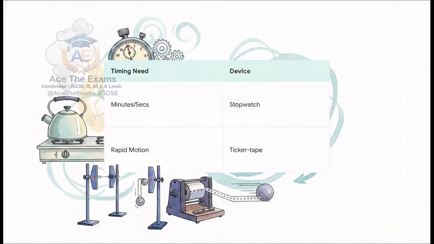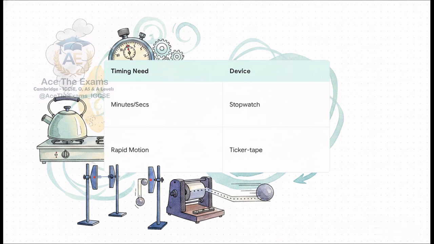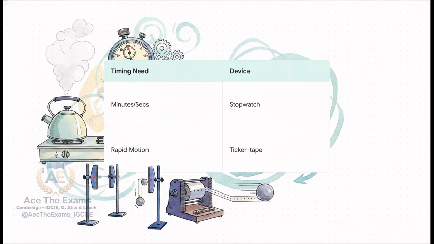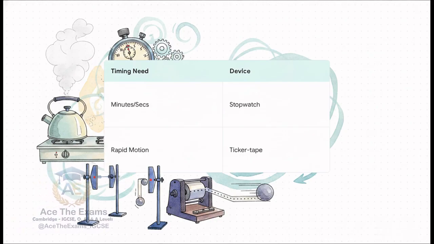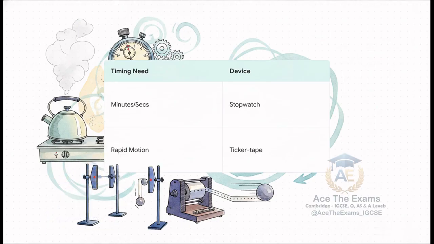Now let's escalate the stakes just a bit. If you choose the wrong timing device from this table, it instantly caps your grade, no matter how perfect your math is. Context is everything here. If the timing need is just minutes or a few seconds, like maybe you're boiling water, a simple stopwatch is totally sufficient. But for very short intervals, you need an automatic timer triggered by a photo gate or an electronic switch. And for rapidly changing continuous motion, like an object accelerating in free fall, you absolutely must specify a ticker tape timer or a data logger.